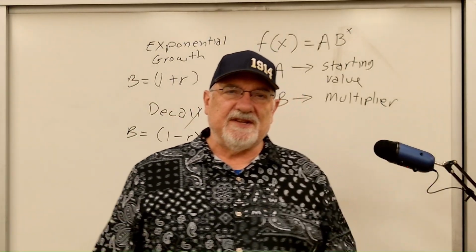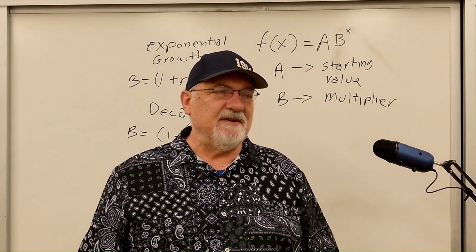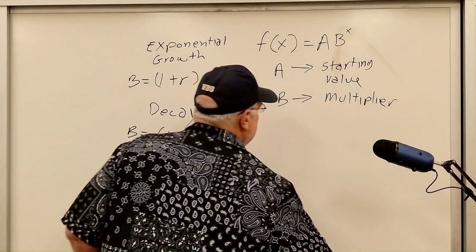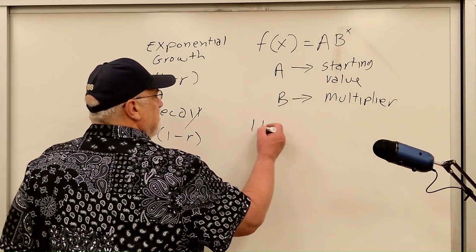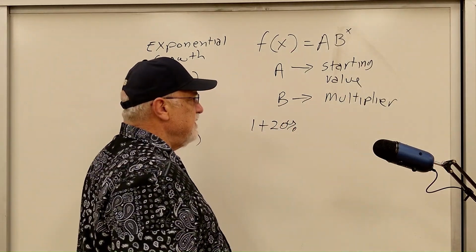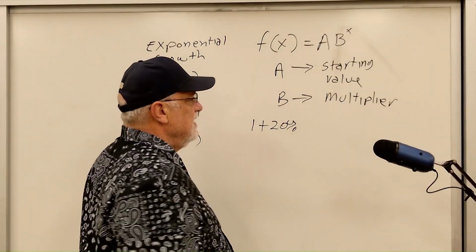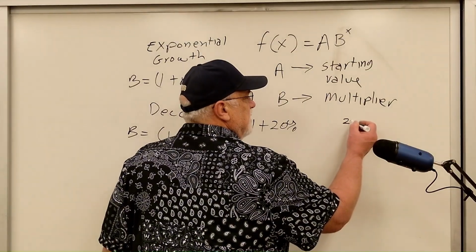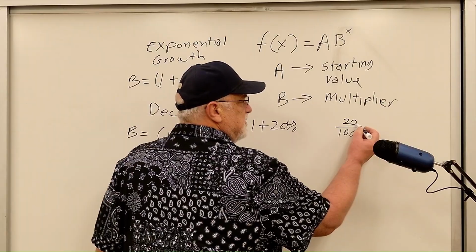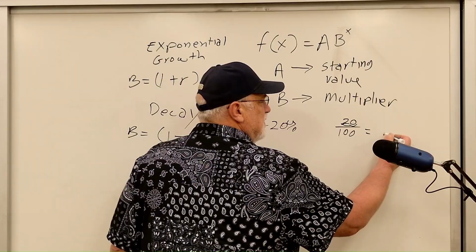So if somebody says, we're going to grow at a rate of 20%, well, this 20% doesn't mean anything, does it? I mean, we're going to have to add it, okay? So we would say 1 plus 20%. Well, what does that mean? Well, percent really means divide by 100. So if you have 20%, 20 divided by 100, you just move the decimal 2 places. 20 divided by 100 is 0.2.